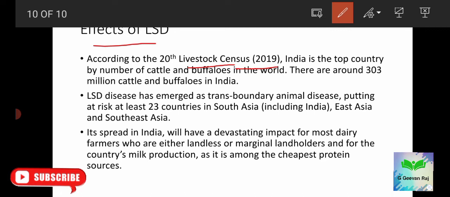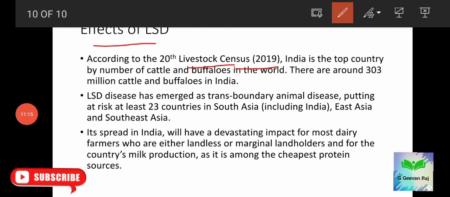So, the majority of the cattle farmers in India are either marginal farmers, that is, they have only a small possession of land, or they are landless, that is, they have no land at all. So, these poor farmers will be most affected by the disease which is affecting the cattle. That is also a major cause of concern which can lead to a further increase in poverty in the country.